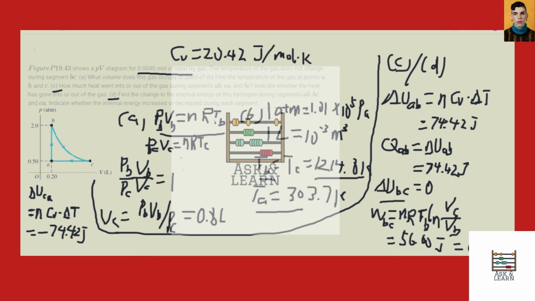And the work done in this process: the pressure is constant, so the work formula is easy. It's simply P times delta V, and delta V equals V_A minus V_C. So the work is negative 30.30 joules.